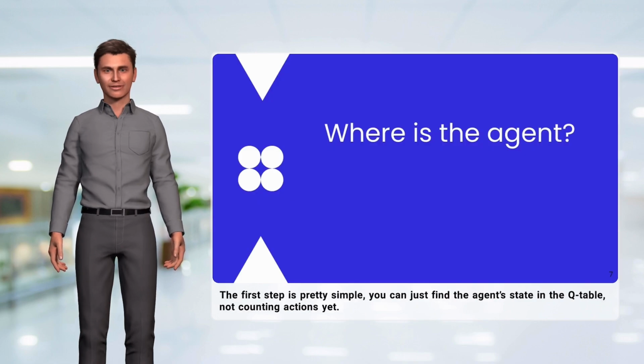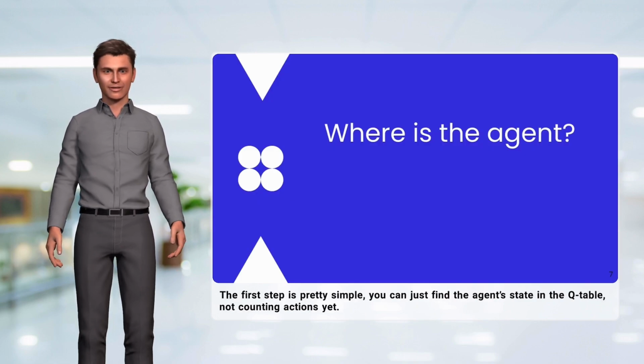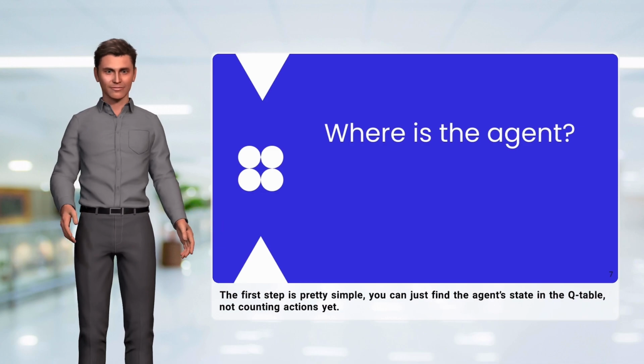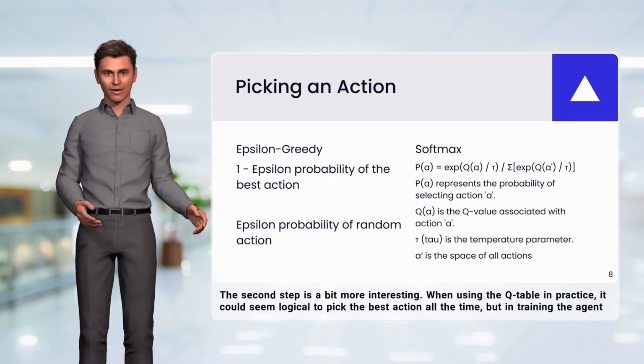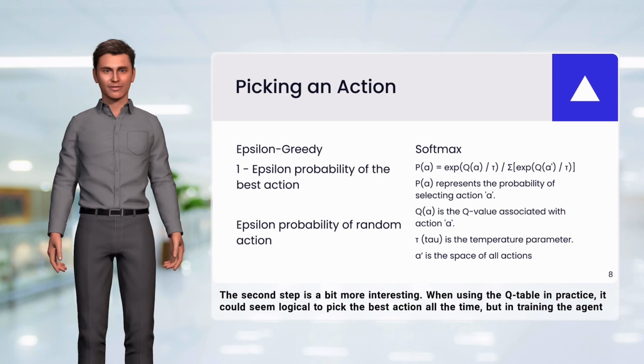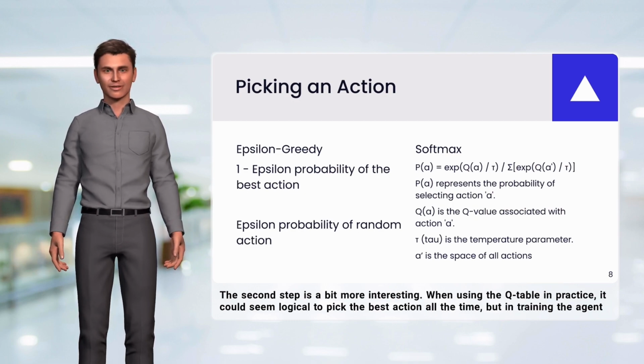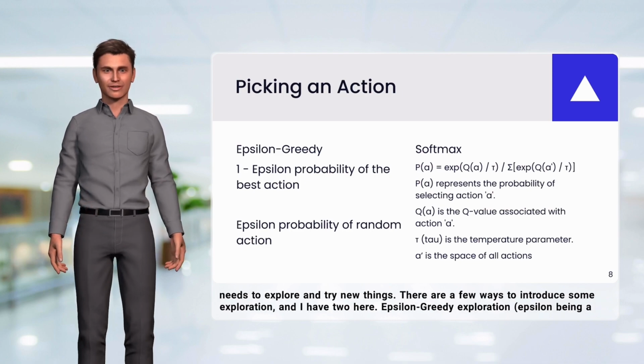The first step is pretty simple, you can just find the agent's state in the Q-table, not counting actions yet. The second step is a bit more interesting. When using the Q-table in practice, it could seem logical to pick the best action all the time, but in training the agent needs to explore and try new things.